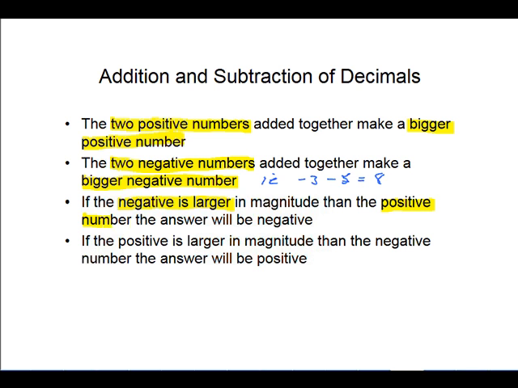Okay. When you're adding a negative number and a positive number together, the number with the bigger magnitude determines the sign of the answer. Here, because the negative 8 was bigger by magnitude, your answer is going to be negative. Likewise, if the bigger number is a positive number by magnitude, then the answer should be positive.